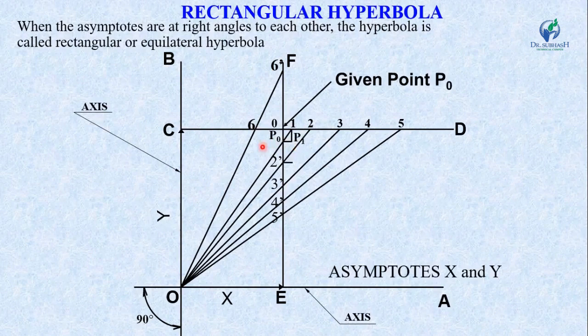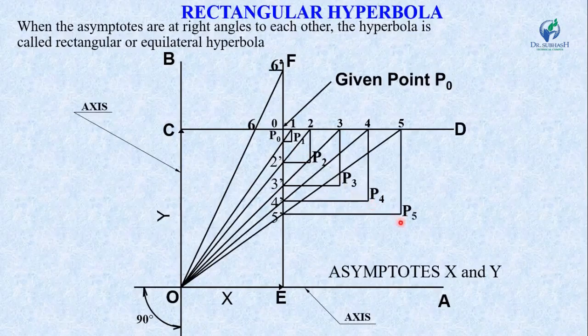Similarly, from point 2 dash draw a horizontal line, and from point 2 draw a vertical line. You will get the intersection point as P2, and similarly find the points P3, P4, P5, and here point P6. Now join all these points by a smooth curve. So this curve is known as a hyperbola, or the rectangular hyperbola.